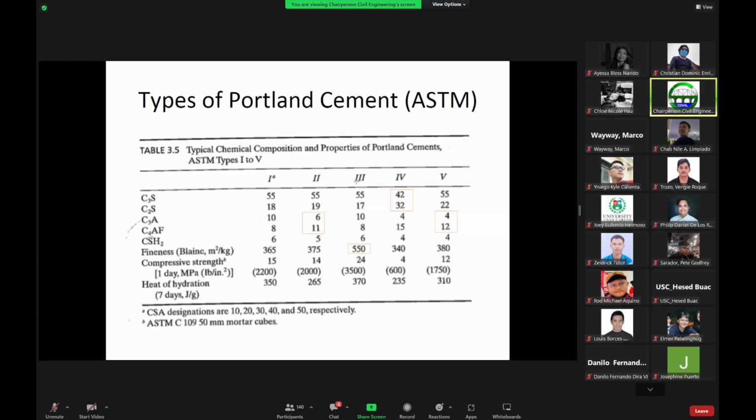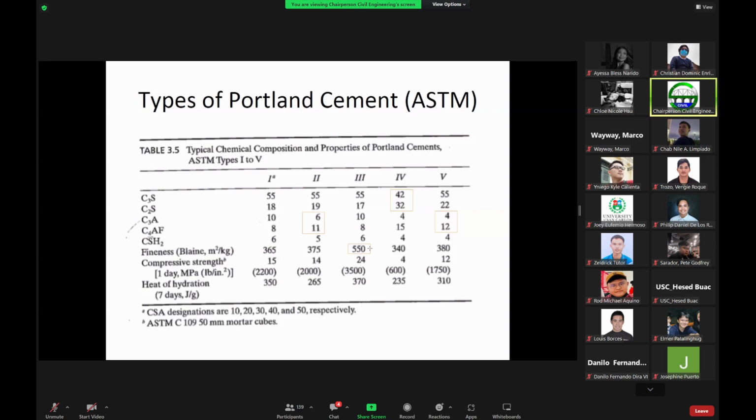Then we have your type 3. So your type 3 is the high early strength concrete. So to attain high early strength, what we can do is we can increase the C3S content, but you notice here that instead of doing that, what they increase is the fineness of your cement grains. They found that if you increase the fineness of your cement grains, this will be more effective to achieve rapid strength gain in your concrete.